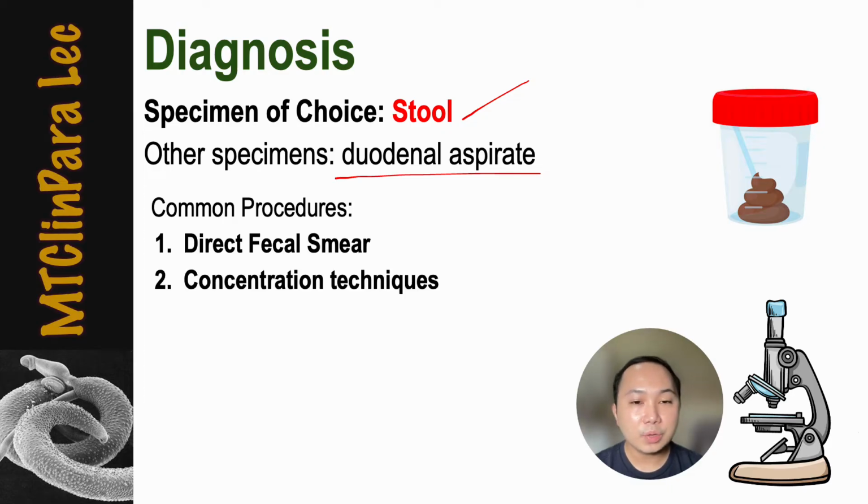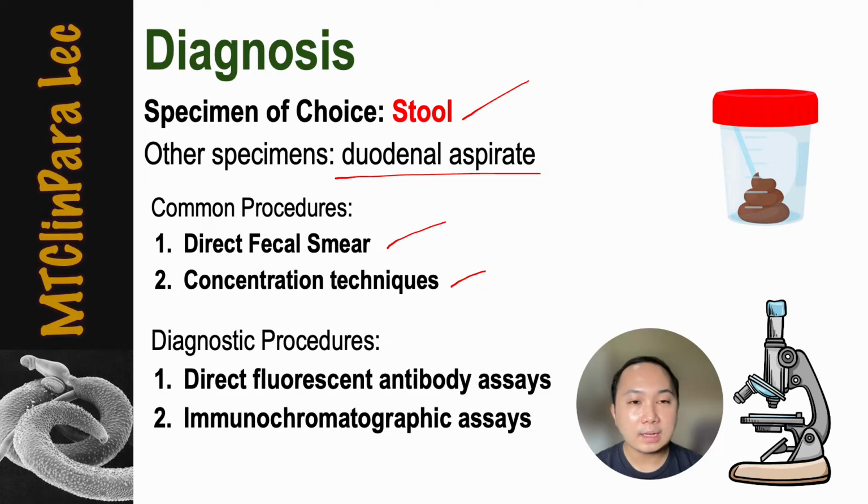The common procedures that we do for the stool sample would be the direct fecal smear, where most of the time we highlight the motility of the trophozoite. We are looking for the falling leaf motility of the Giardia lamblia trophozoite within 30 minutes under the microscope. We can also use concentration techniques to assess the intensity of the infection. A diagnostic procedure where we can accurately identify the parasite is through different types of immunological and serological testing, such as the direct fluorescent antibody assay and immunochromatographic assay.